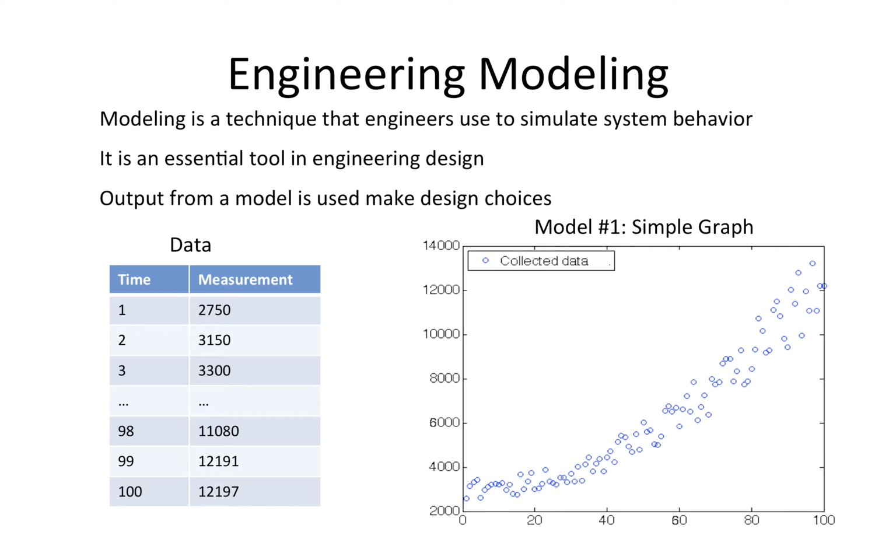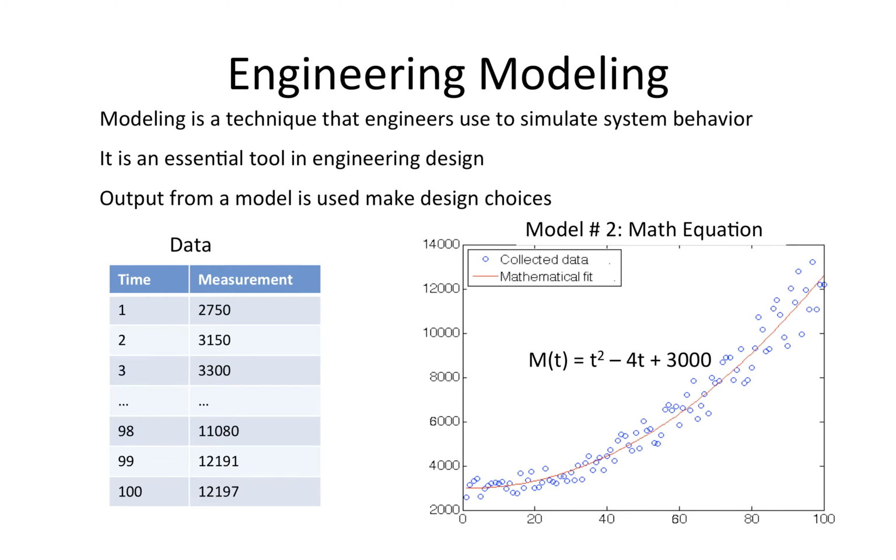A second kind of a model that we might employ for this particular set of data is maybe we would try to fit that data to some kind of mathematical model. For example, that particular set of data looks to me like it might be quadratic. So if I fit the best quadratic fit to that set of data that I can, I might get something that looks like this. Here's a line. This red line passes through the data, and it's a line with a specific mathematical equation: the measurement is equal to t squared minus 4t plus 3,000.